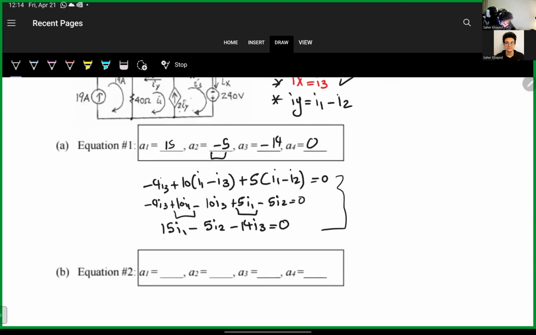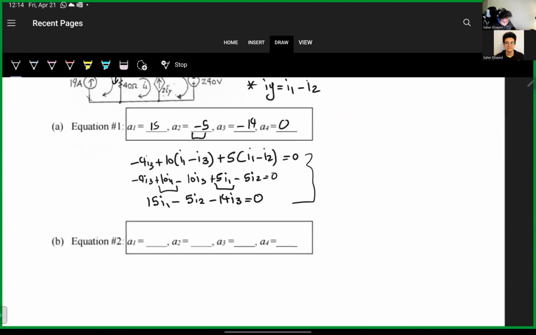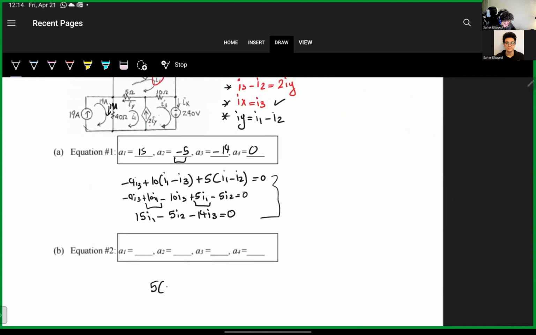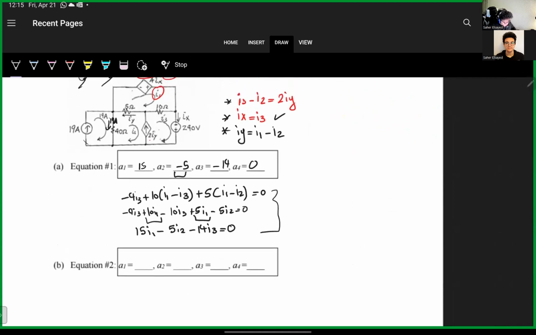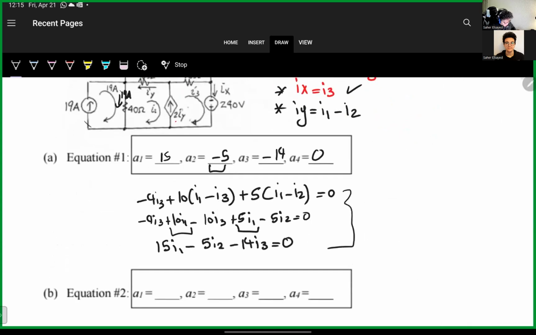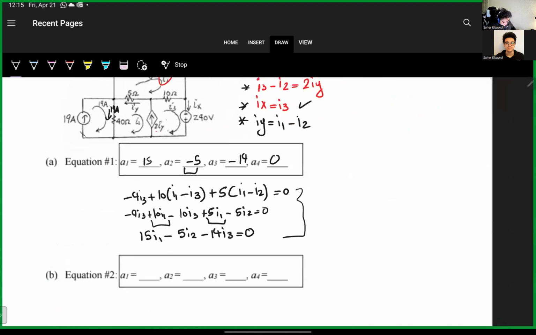So second mesh, which is I2. Okay, so what do you see here? Well, what is this current here? This is 19 amps, right? We know this current here going this way is 19 amps. Okay, so the equation we have is gonna be 5 times I2 minus I3 plus, actually, no. This is gonna require a little bit of a super mesh, because you can't really go through this here. So we're gonna do some sort of a super mesh, okay?